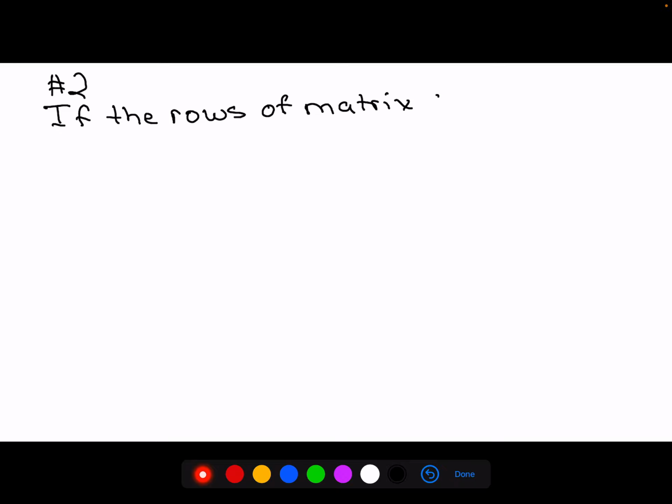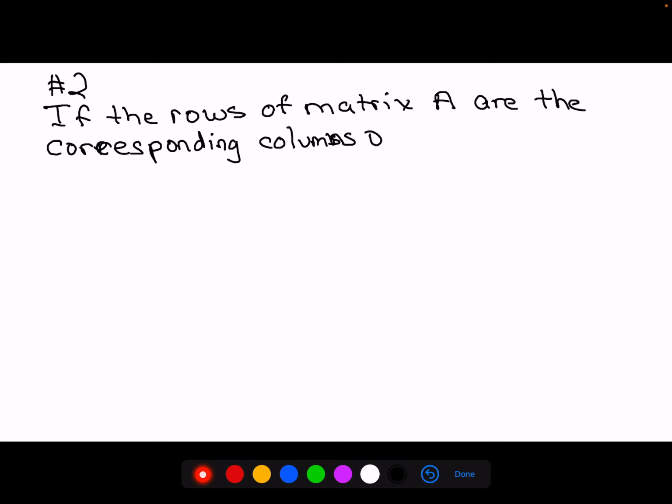Okay, number 2. If the rows of matrix A are the corresponding columns of matrix B, I cannot spell today for some reason. I know how to spell, it's just that as I'm writing, I want to skip letters and move on. Then the determinants are the same.